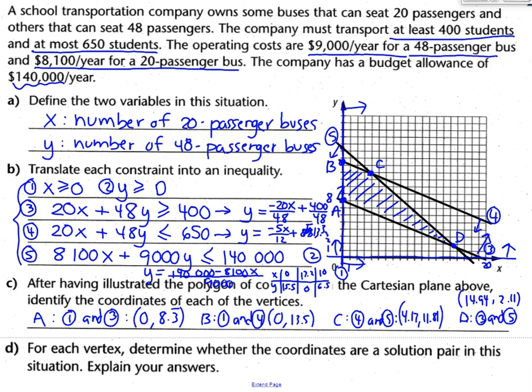Now for each vertex, you have to check if it's a solution pair in the situation, and you have to explain your answer. So what does it mean? So can it be that you have 0 buses of 20 people and 8.3 repeating buses? Of course not. You cannot have 8.3 buses. So all of those are decimals. So they are not a solution pair in this situation. So if I was asking you if there's a solution, you have to say no.